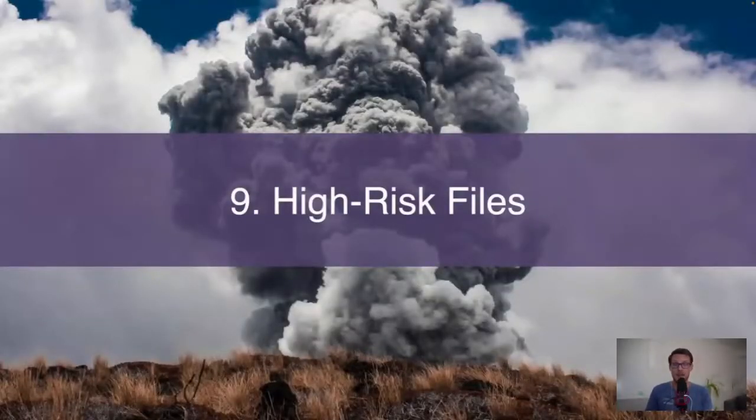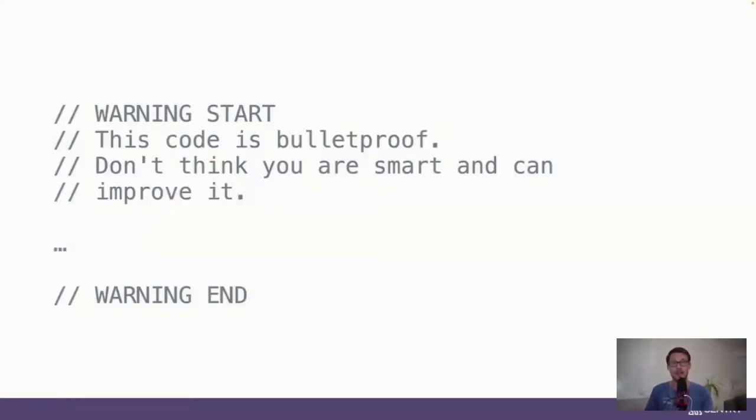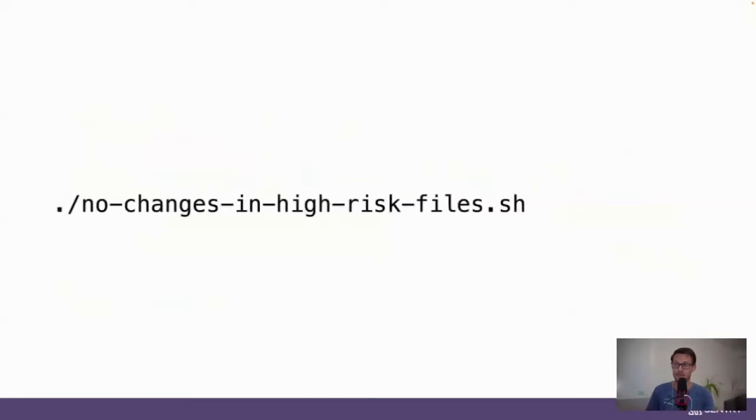The final topic I'm going to touch is high-risk files. So what are high-risk files? For me, that are files that are really hard to test, and if you change them by accident, they can blow up real big. So what I like to do if I have a section in the code that is really hard to test and I just want to warn people, please don't change this by accident. It's bulletproof. Don't think you're smart. You can change it and improve it.